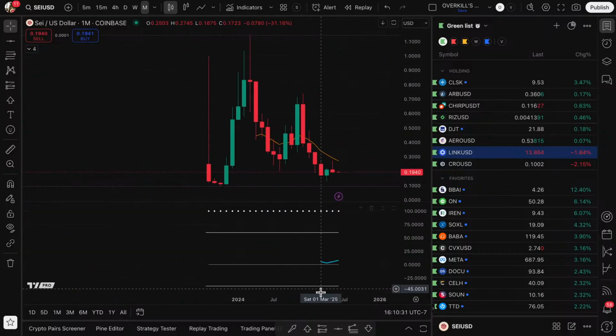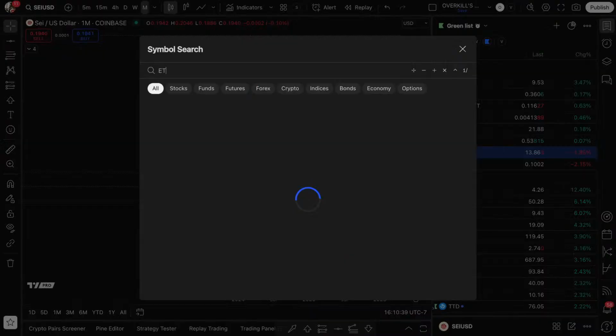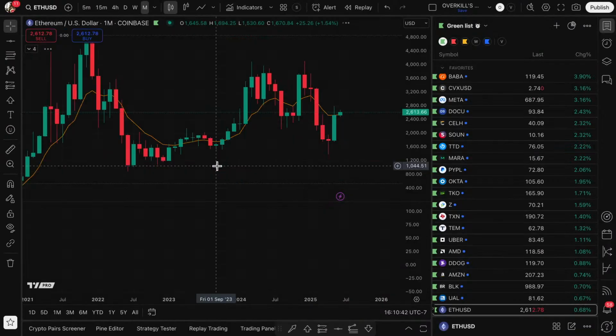In the monthly, there's no data, but you can see that the stochastic RSI, that light blue line, is on the floor. When that thing's at 0 is typically a good place to be buying.